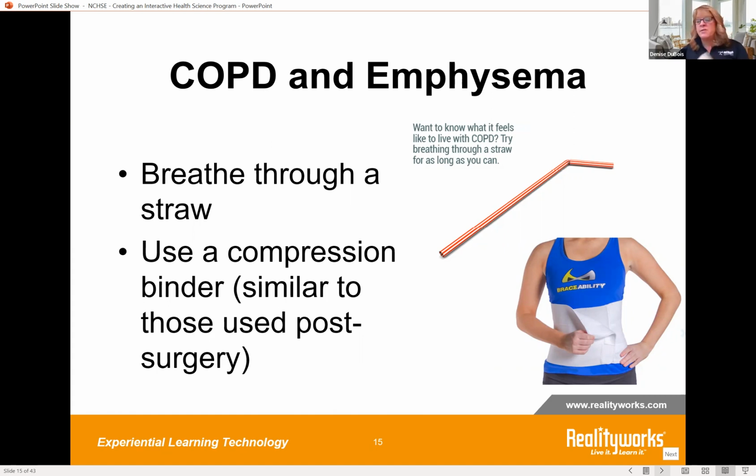But the straw one, very easy to do. You could get a bag of straws, and the whole class could do that together, and then debrief and talk about what it would be like to live like that.